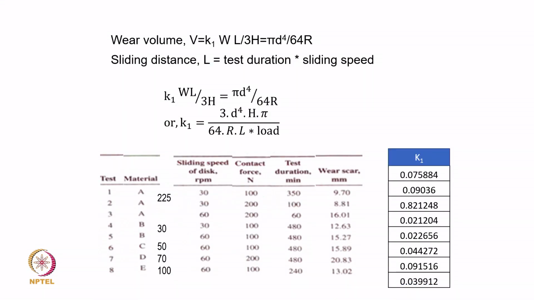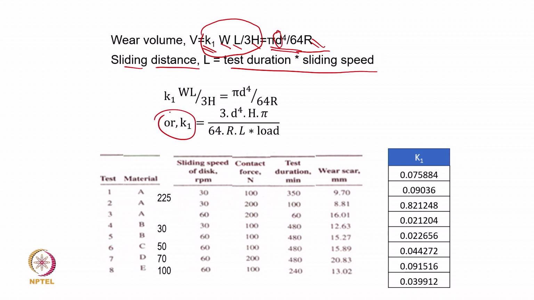And now we can think about the Archard equation. We have already derived the Archard equation in this form. We say K1 into normal load into sliding distance, inversely proportional to hardness. And in the previous slide we said the wear can be given in terms of pi d^4, where d is the wear scar, and then this is the radius of the pin. And the sliding distance L itself is given by test duration times sliding speed. When we substitute, we can find out what will be the value of K1.